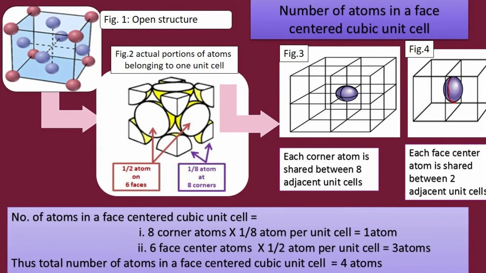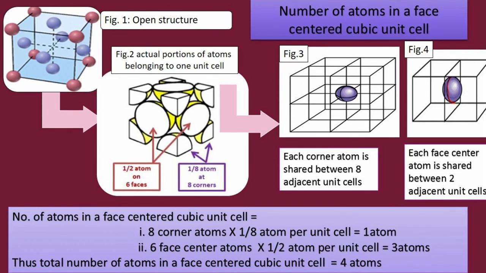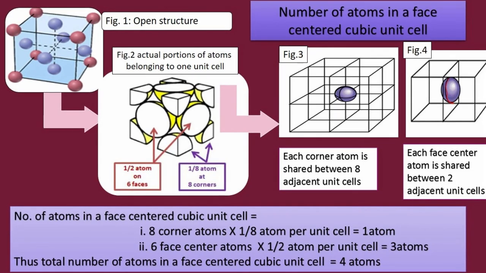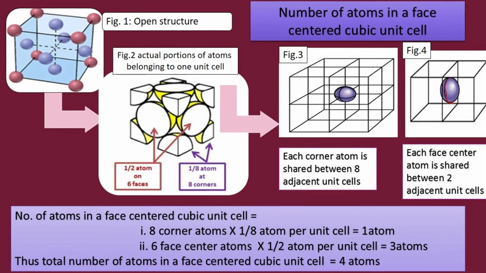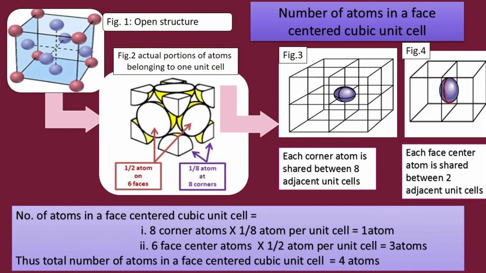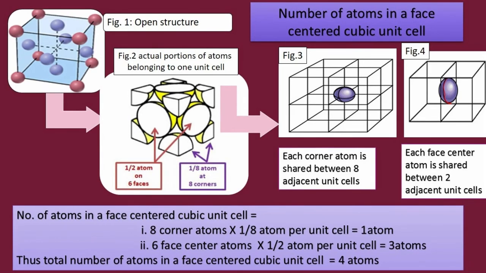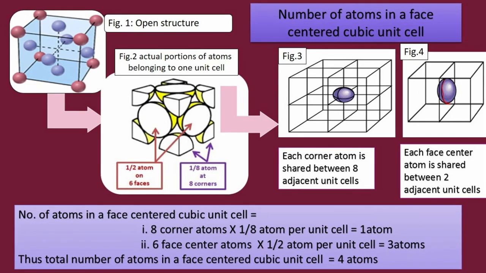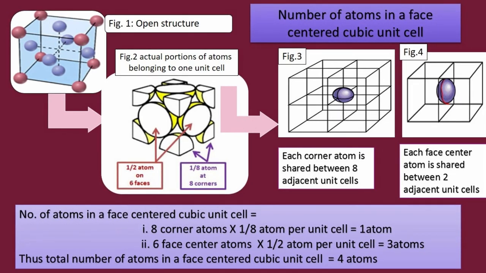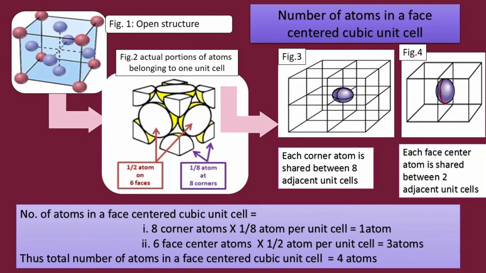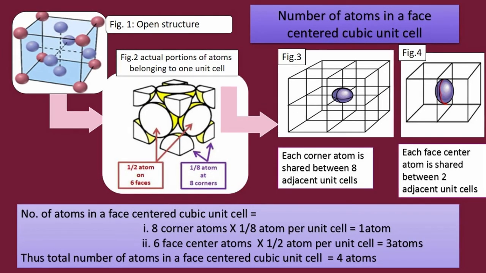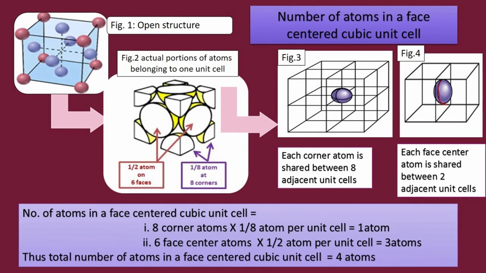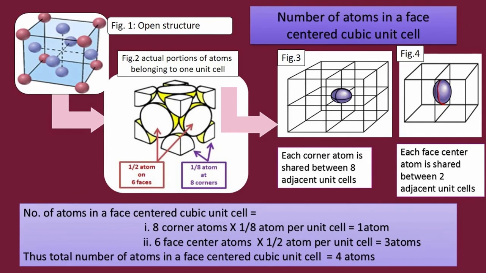Each atom at the face center is shared between 2 adjacent unit cells, and only half of each atom belongs to a unit cell. Thus, a face center atom contributes half of its original volume to one unit cell. Therefore, the number of atoms present in a face-centered unit cell is equal to 8 corner atoms into 1 by 8 atom per unit cell, which will come to 1 atom, and then you have 6 face center atoms multiplied by 1 half of an atom per unit cell. So it will come to 3 atoms. Thus, the total number of atoms present in a face-centered cubic unit cell will be equal to 1 plus 3, which is equal to 4 atoms.